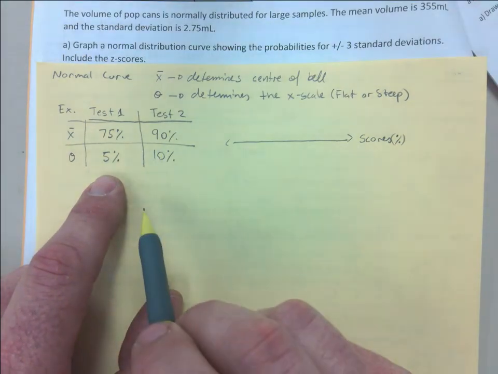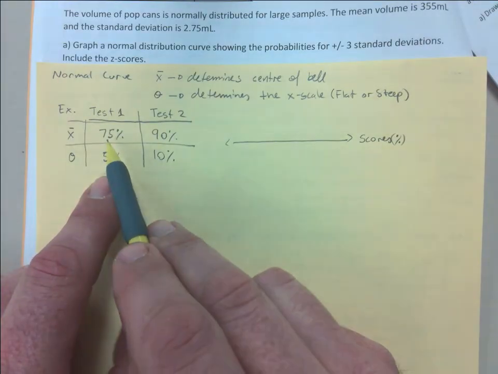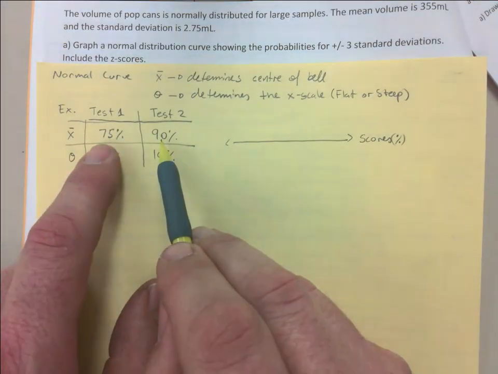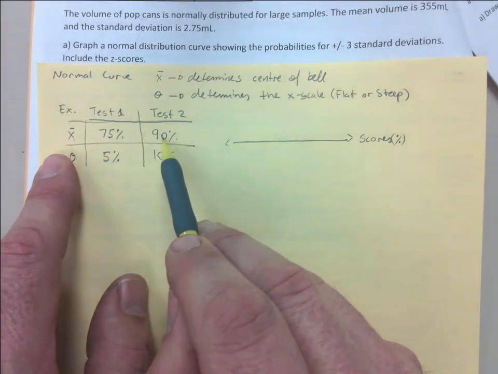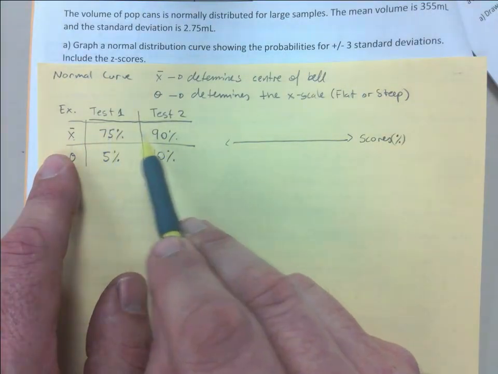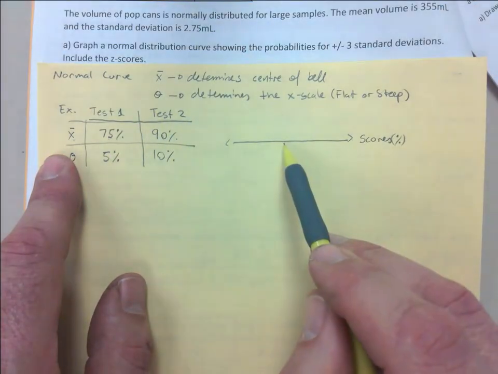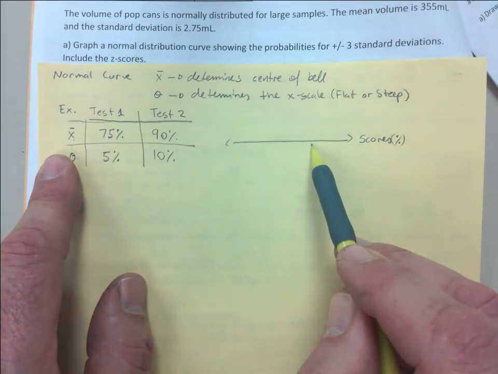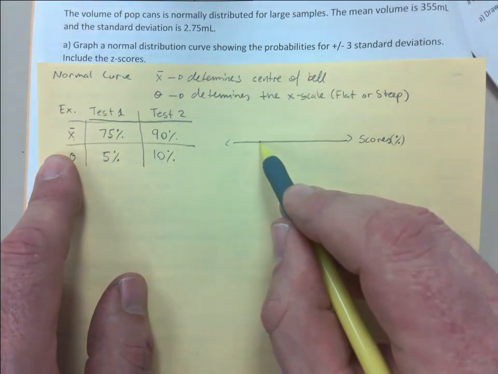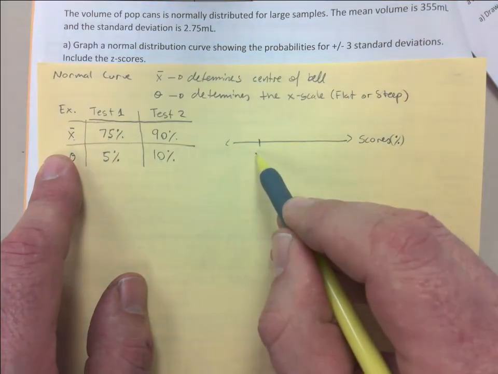I need you to make sure you understand this. If you compare their averages, what can you tell about the peak of their curves? Test 2 is going to be higher up, right? Than test 1. So that's the first thing I would say. This is test 1.